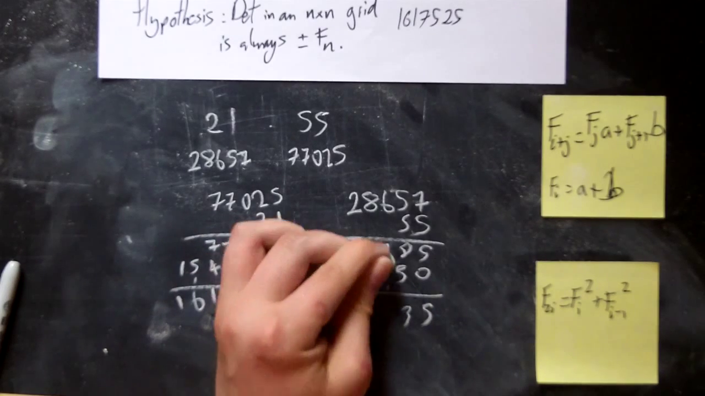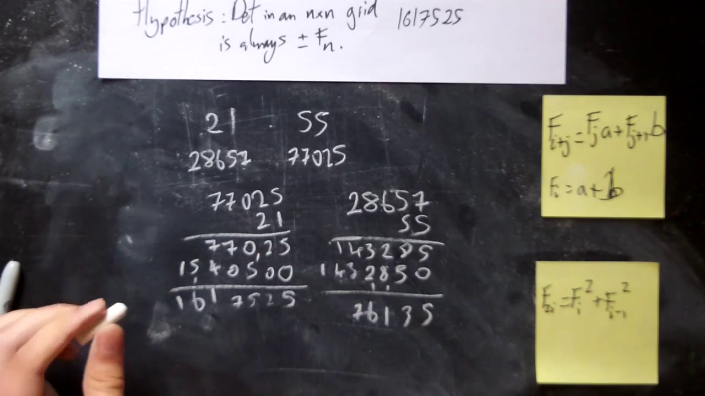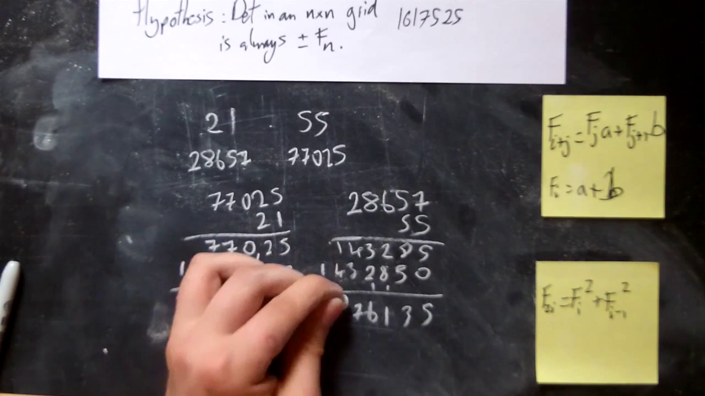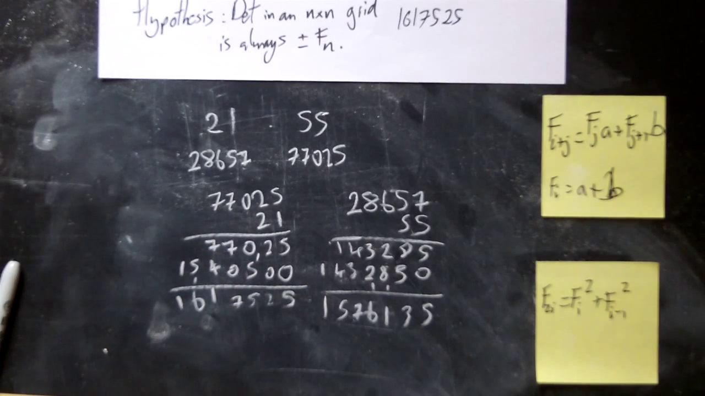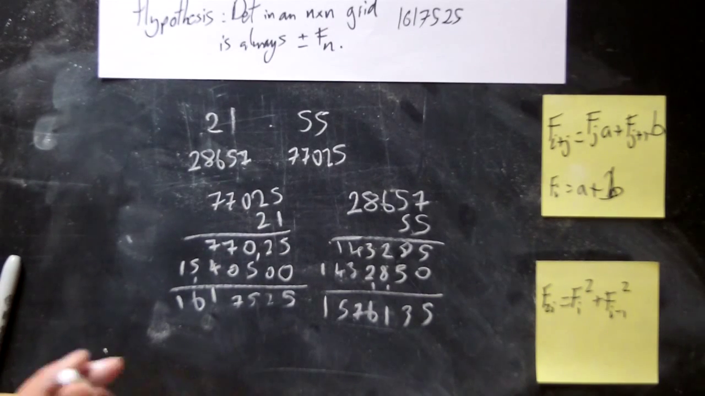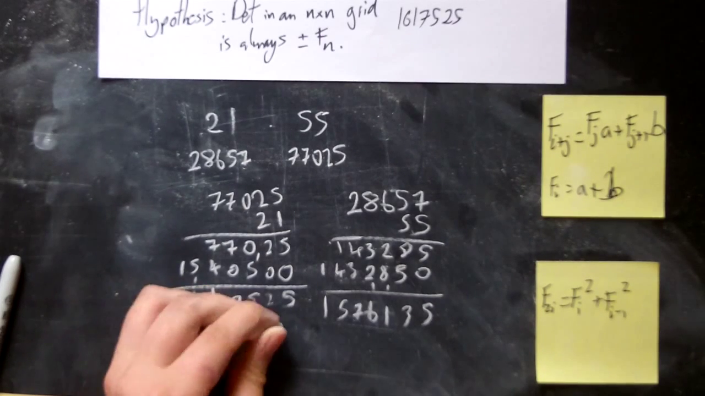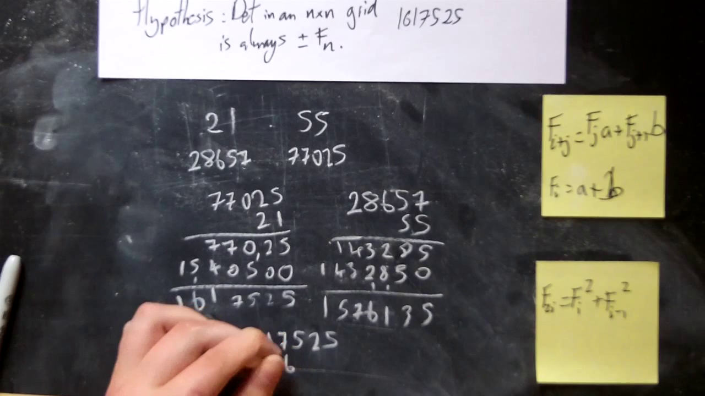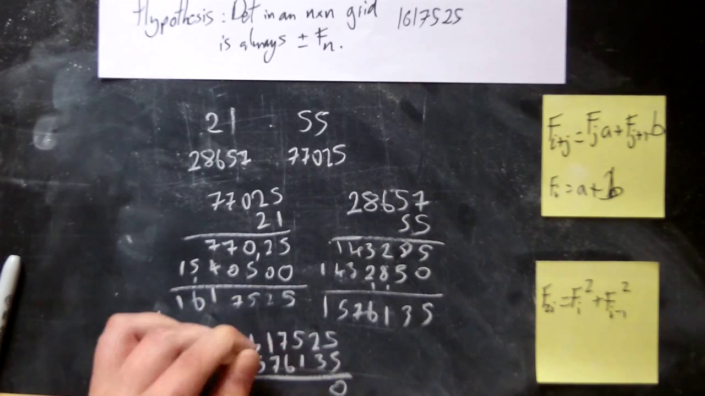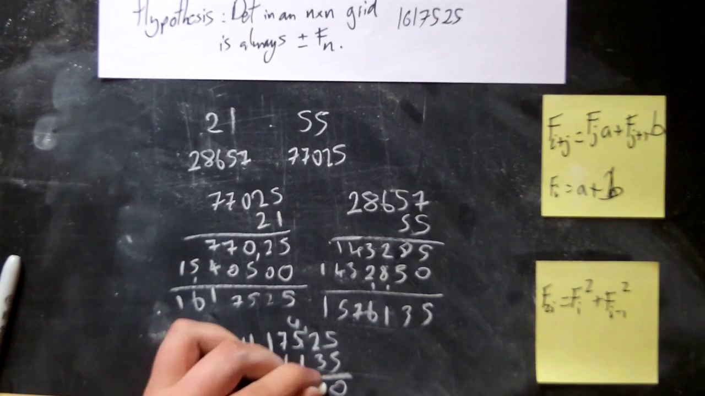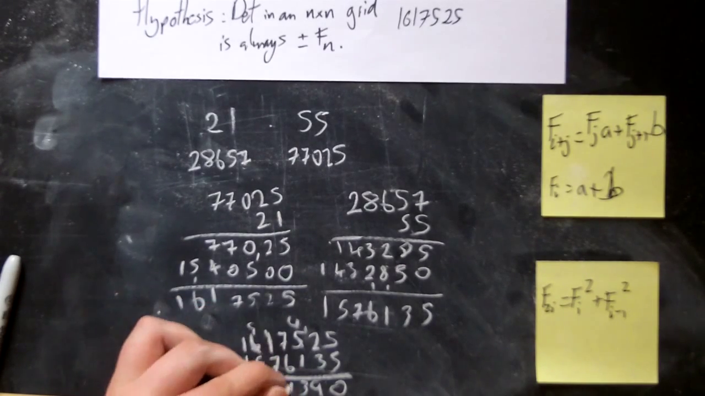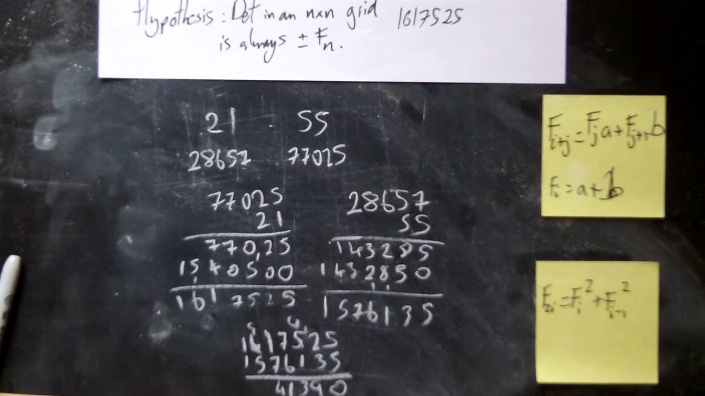Okay, 5, 3, 1, 6, 7. Oh, crumbs, I'm off by ages. Am I? Yeah, I'm off by miles. What did I do wrong? Anyway, so 1, 6, 1, 7, 5, 2, 5 minus 1, 5, 7, 6, 1, 3, 5, 0, 9, 3, 1, 4, 41390.